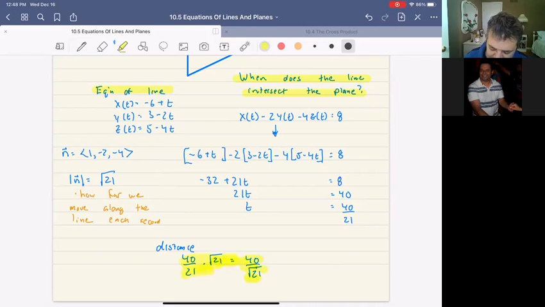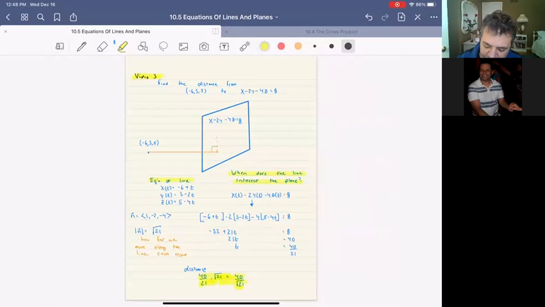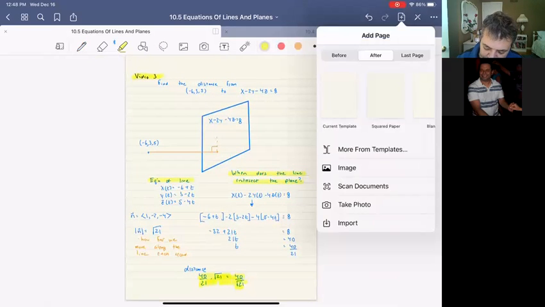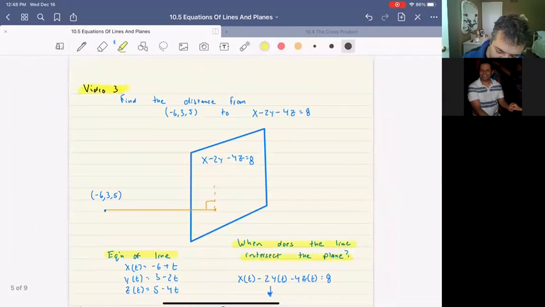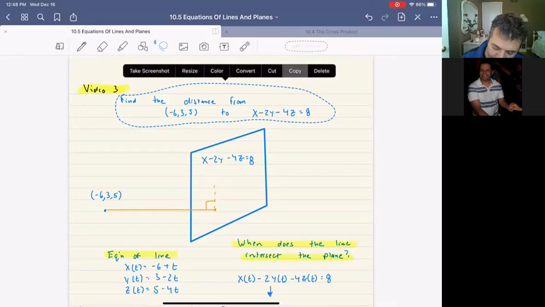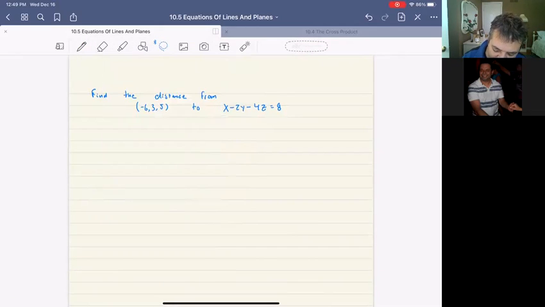Okay, but that's the final answer. Now let's do this in general. And by in general, I mean we're going to come up with a nice formula, because that formula actually does exist in your book.